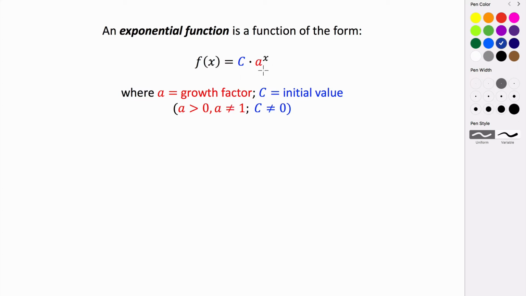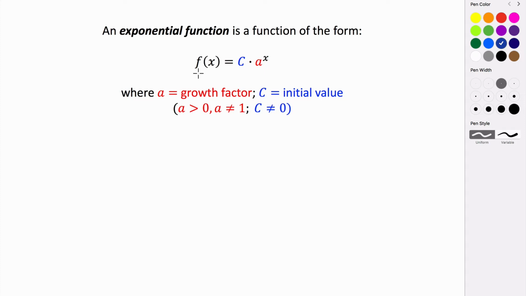The reason why it can't be 1 is that it doesn't give us a very interesting function. If you have 1 to some power, that's always going to be 1, so it doesn't really do much for us. And also, our initial value is not going to be equal to 0. For a similar reason, if our initial value was 0, then 0 times anything is going to be 0. And again, not a very interesting function.